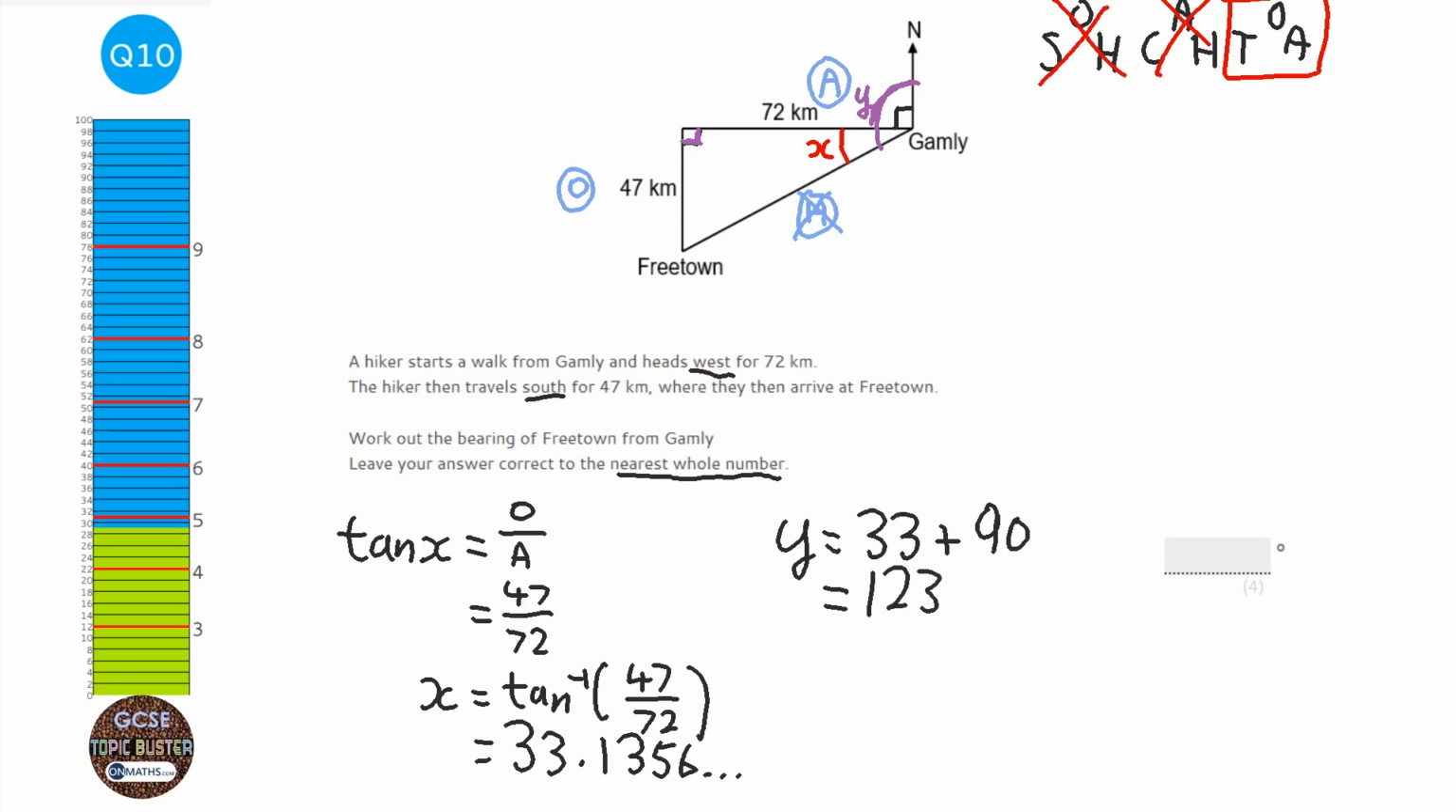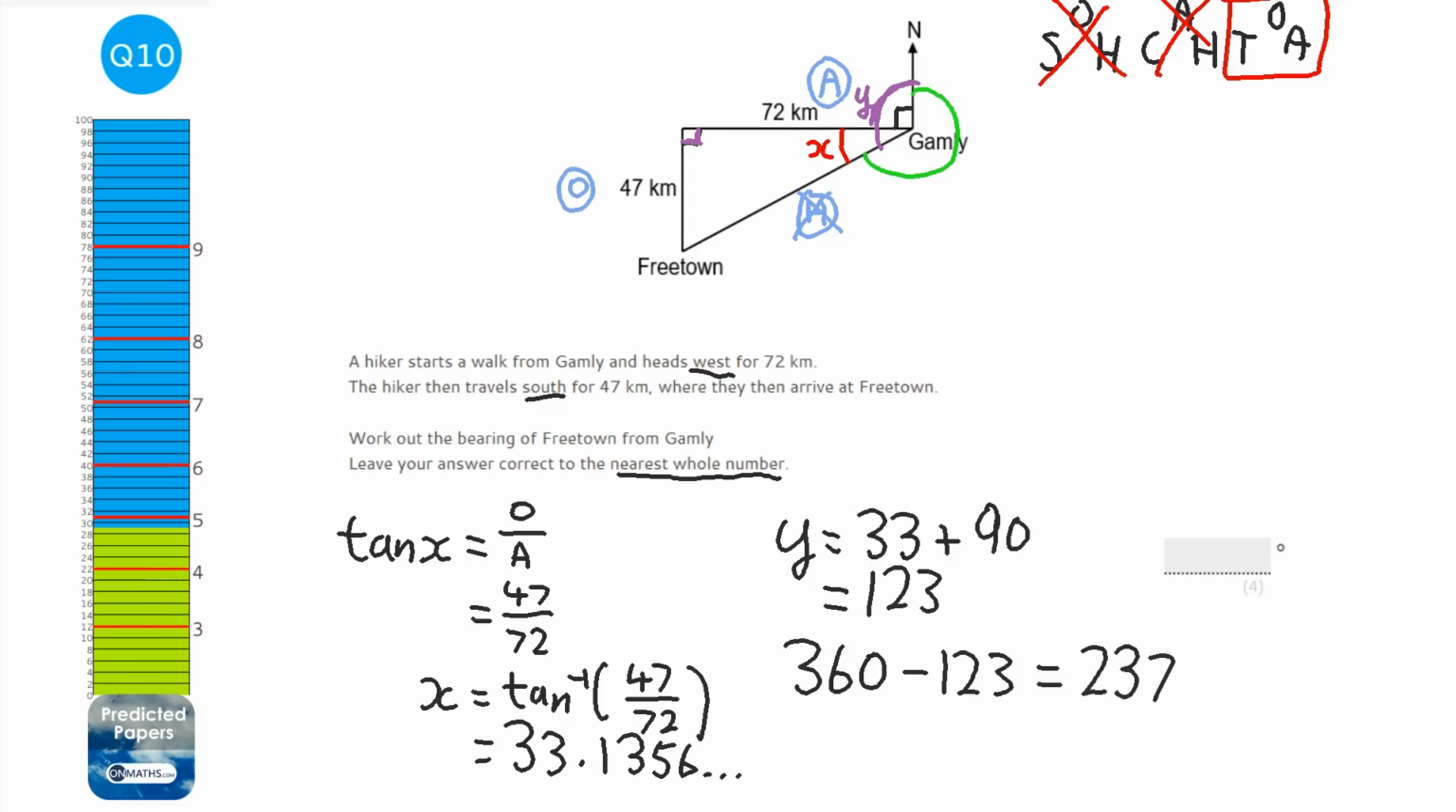123. Okay, now bearings, something that we've got to remember, are always from north going clockwise. So it's always going to be like that. It's going to be that angle there. So to do that, we're going to do 360, and we're going to take away the 123 because that's what we don't want. So on a calculator, 360, take away 123, and that's 237. So the answer is 237 degrees.